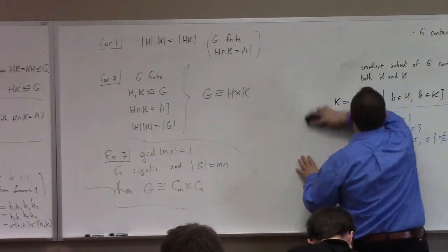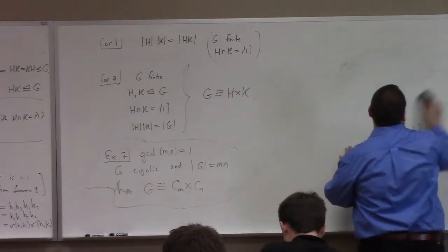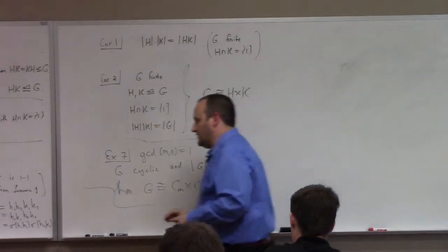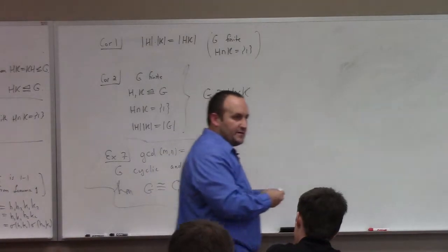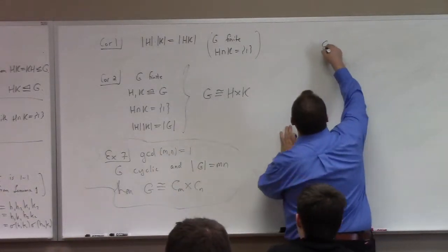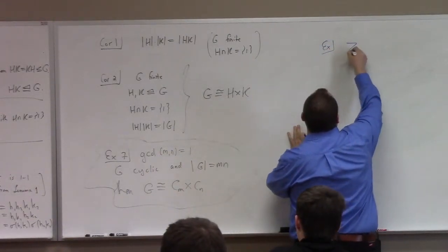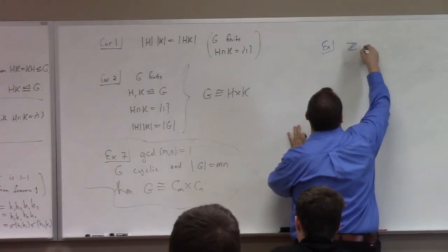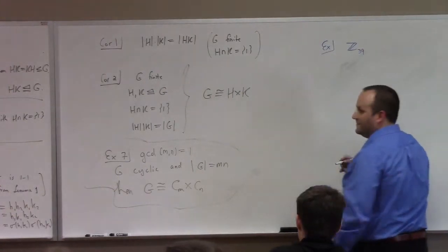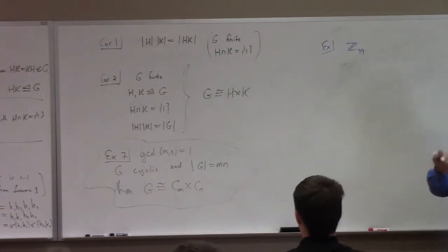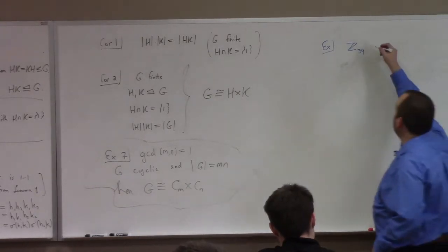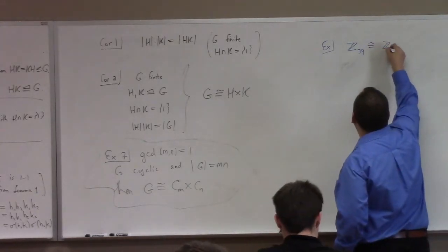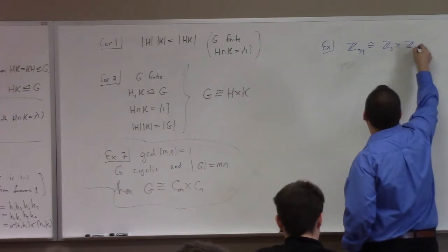Sorry I didn't have time for proofs of all of these, but the proofs are very similar to what I've already shown you. And let's just apply this for a second. So what good is this for? Suppose you have Z39, right? What's this isomorphic to? Right, this is isomorphic to Z3 cross Z13.